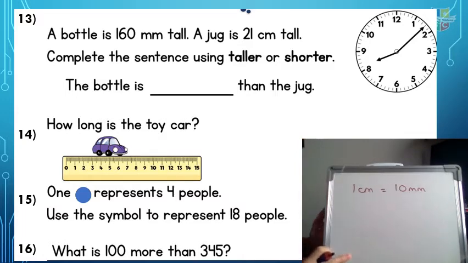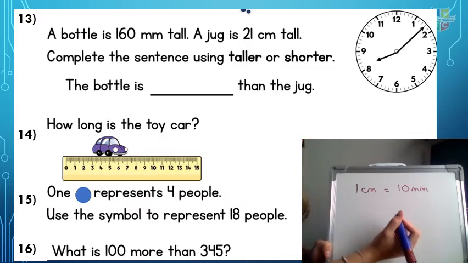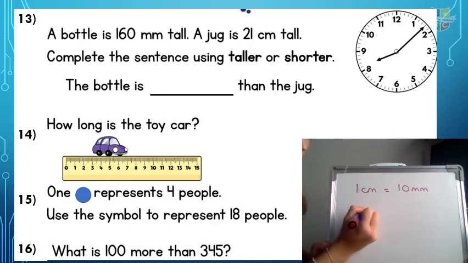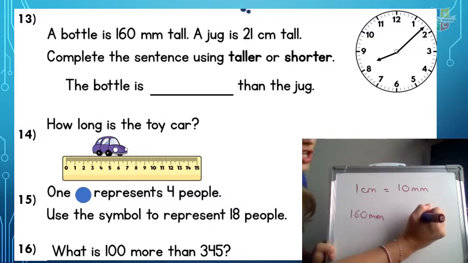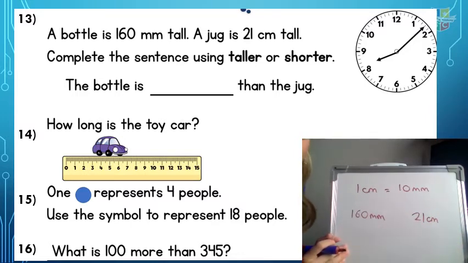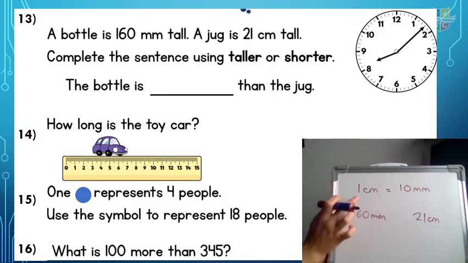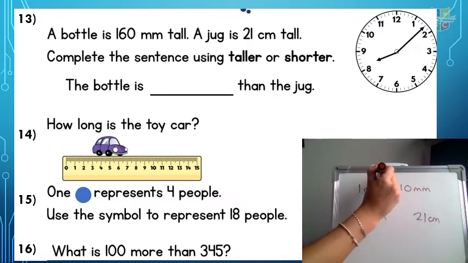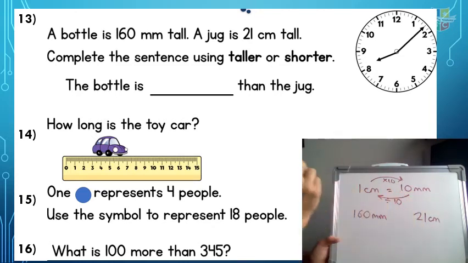Okay, number 13. So using this as an idea, 1 centimetre equals 10 millimetres. I know that my bottle is 160 millimetres tall, and I know my jug is 21 centimetres. Now, before I can say which one is taller or shorter, I need to put them so they are both in the same measurements. Now, in order to get from centimetres to millimetres, I would need to times by 10, and to get from millimetres to centimetres, I would divide by 10.